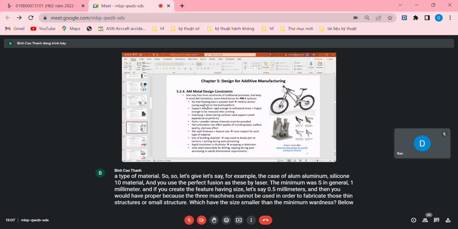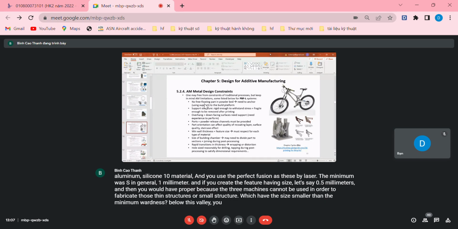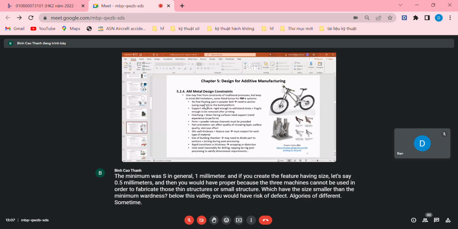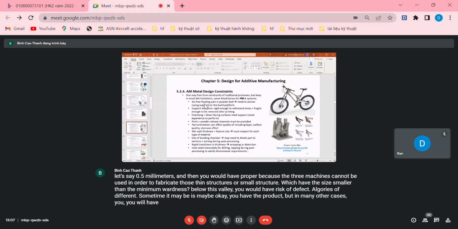Below this value, you would have a higher risk of defects. Sometimes it may be okay and you have the product, but in many other cases you will have failures.